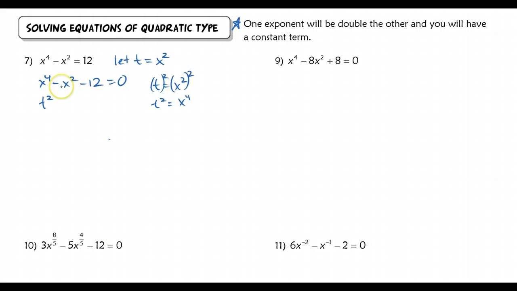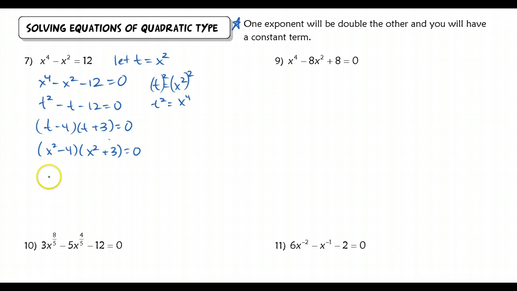So I'm just substituting in, letting t equal x squared. So I have t squared minus t minus 12 equals 0. So if I factor this, I end up with t minus 4 and t plus 3 equaling 0. And then I'm going to just substitute it back in, x squared minus 4 and x squared plus 3 equals 0, so that I have two equations to solve, x squared minus 4 equals 0 or x squared plus 3 equals 0.